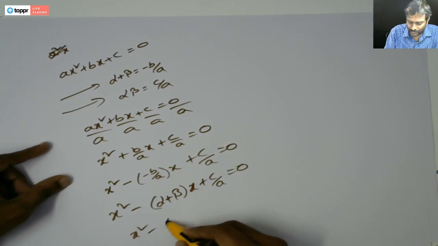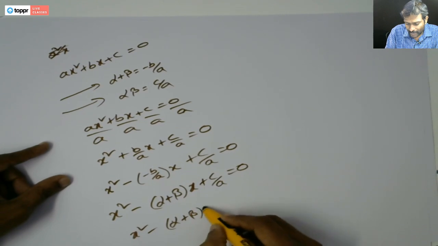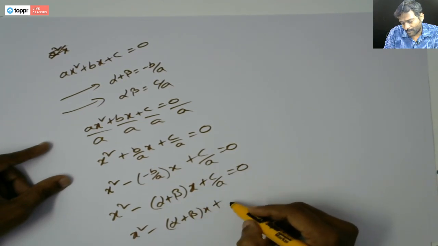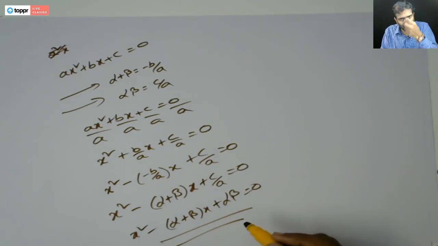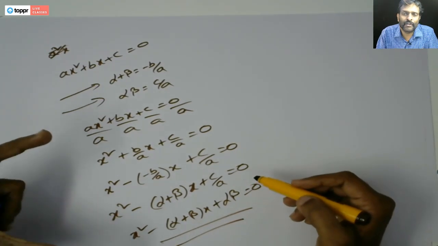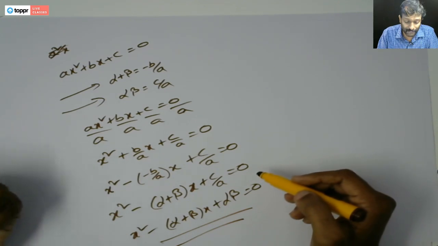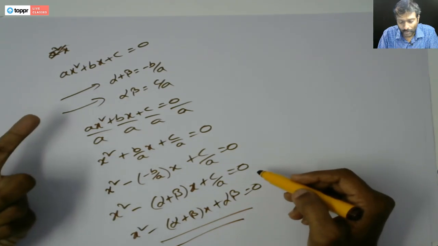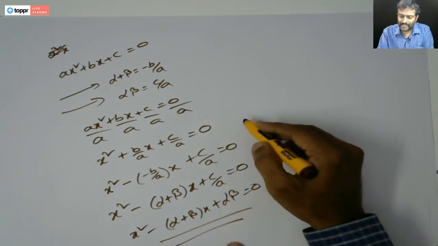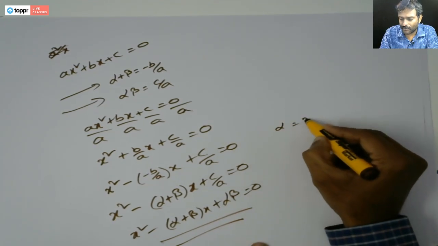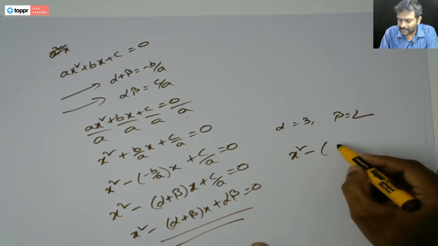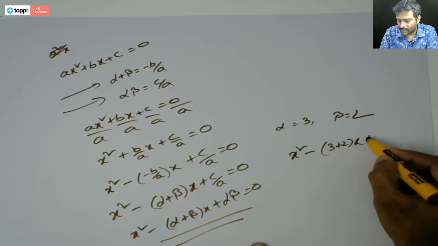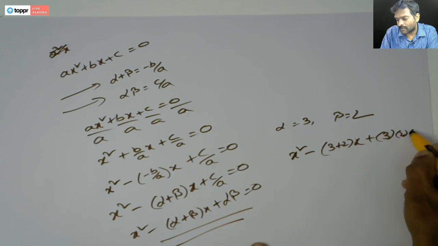I'm sorry, it should be x square minus alpha plus beta times x, plus alpha beta, equal to 0. So this is the general form of a quadratic equation. When you know the roots, alpha and beta, you can simply substitute those. For example, as we discussed earlier, say alpha is equal to 3 and beta is equal to 2 is given. Simply you can say x square minus 3 plus 2 times x plus 3 times 2 is equal to 0.